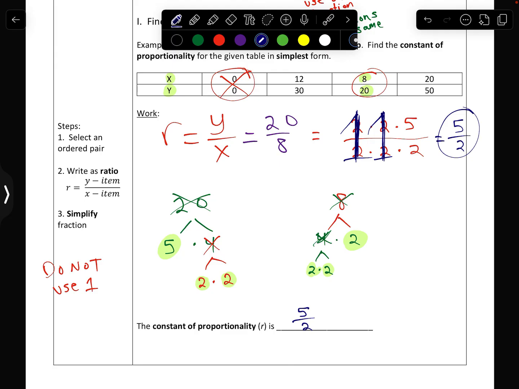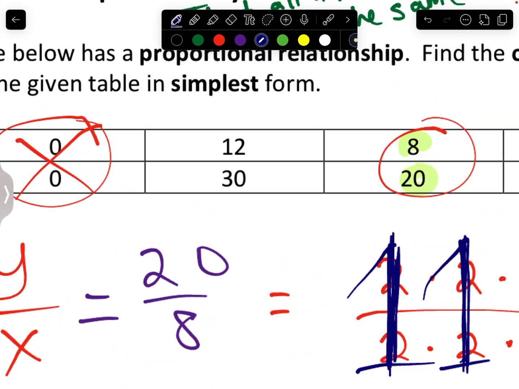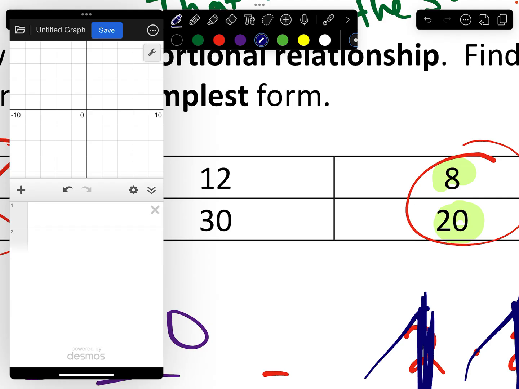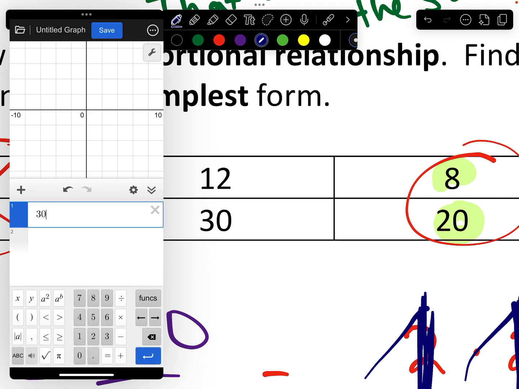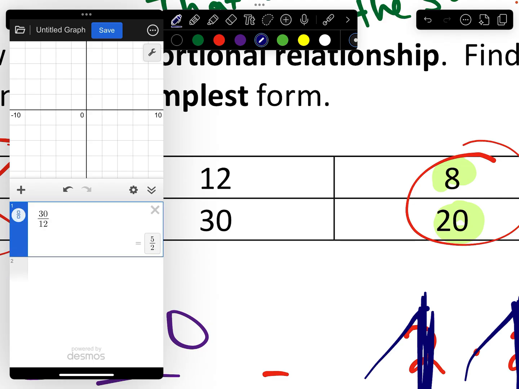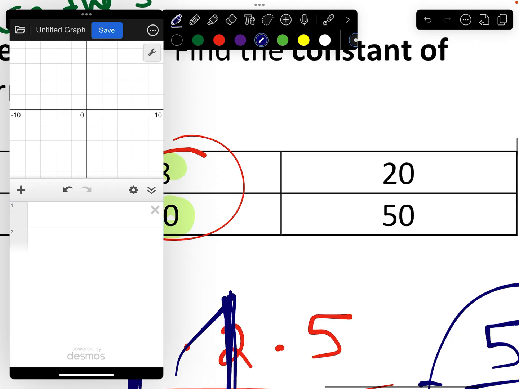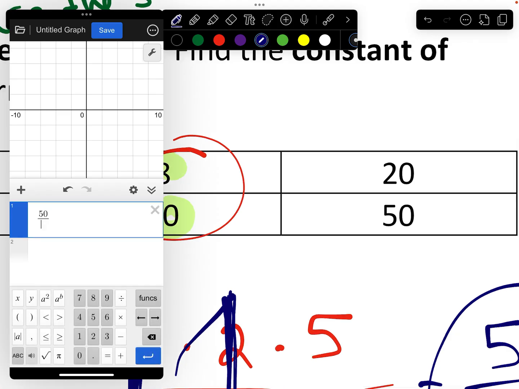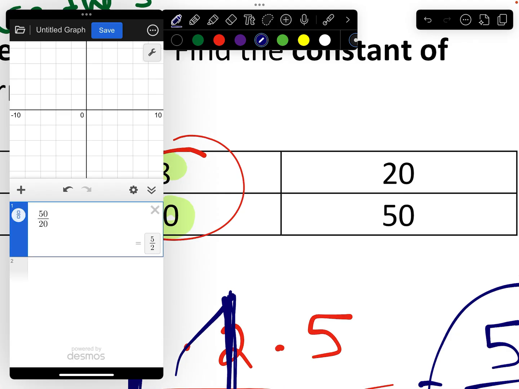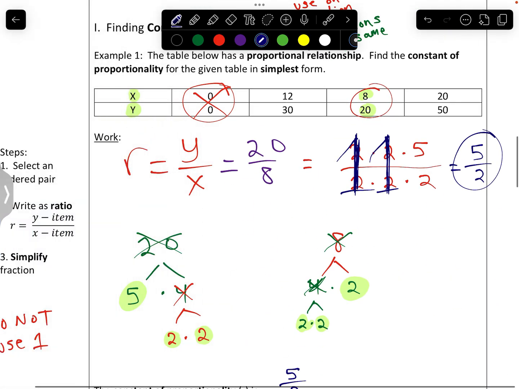That means if I were to go and divide all these numbers, just to check my work, 30 divided by 12, because remember, it's y over x, is 5 over 2. 50 divided by 20, 5 over 2. So that means for every 5 y's, there's 2 x's. Okay? That's what this stands for.